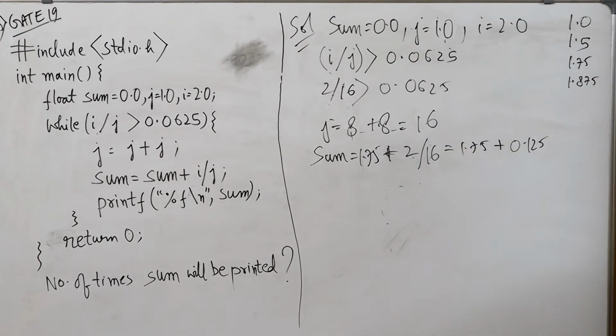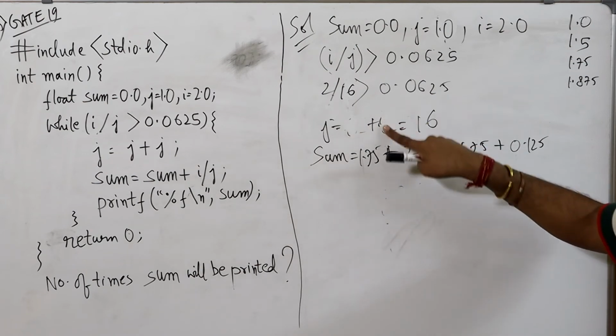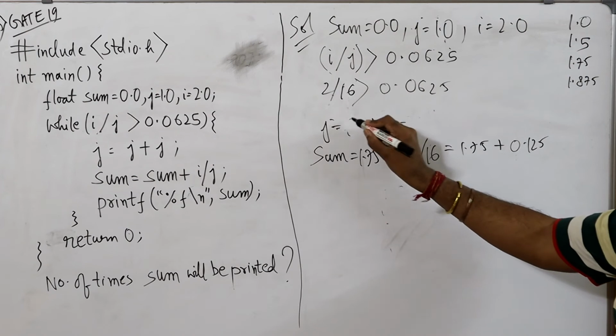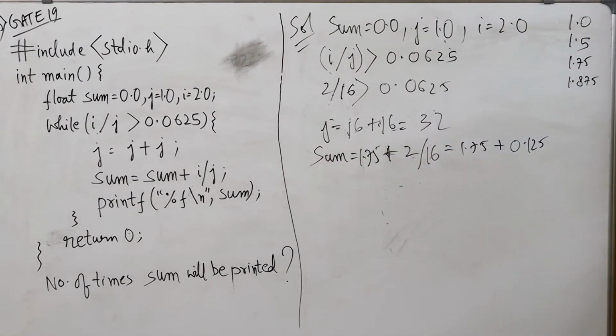Okay, since this condition is true, just execute this line: j is equal to j plus j. So what is j is equal to j plus j? The value of j is 16. It means j is equal to 16 plus 16. So what is 16 plus 16? 32. So the updated value of j is 32.